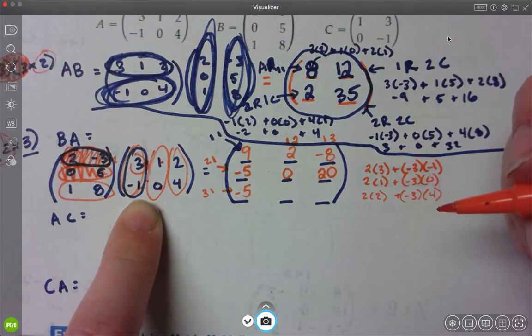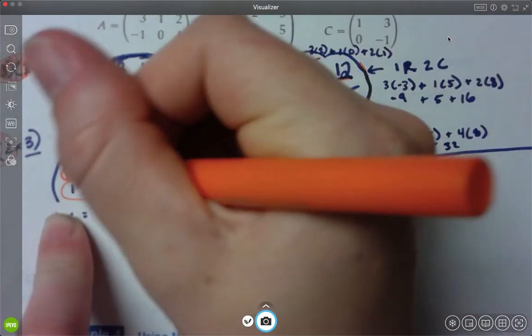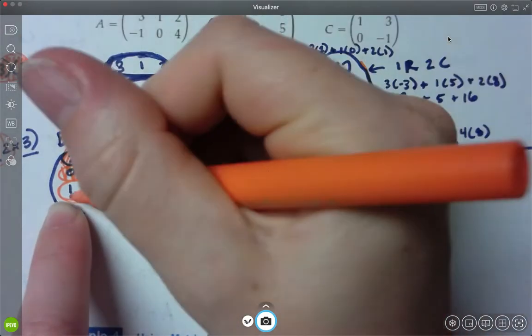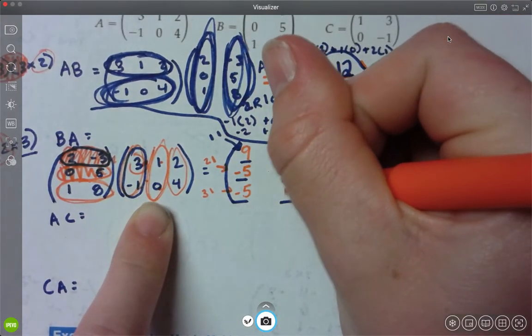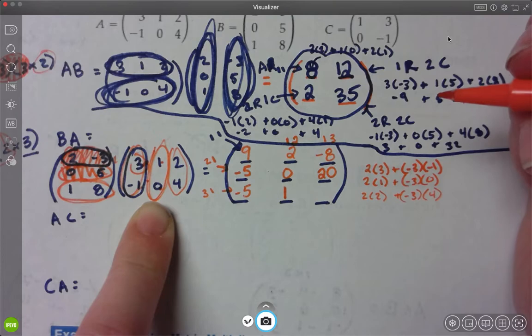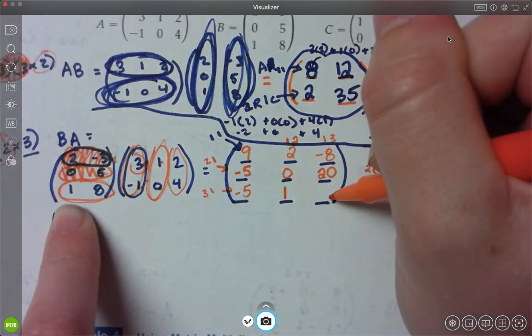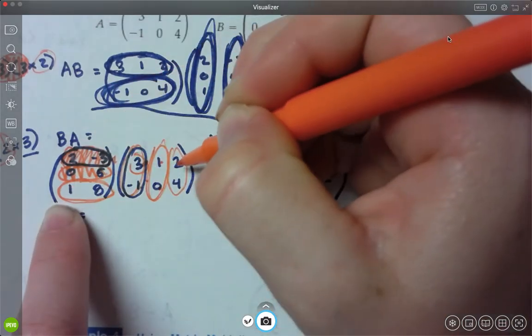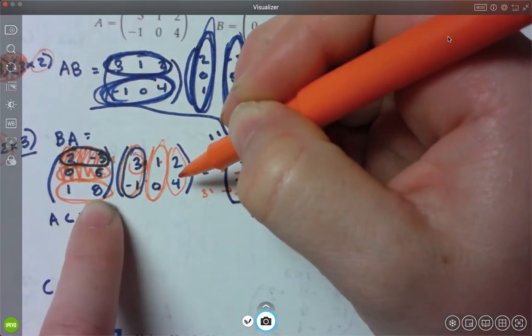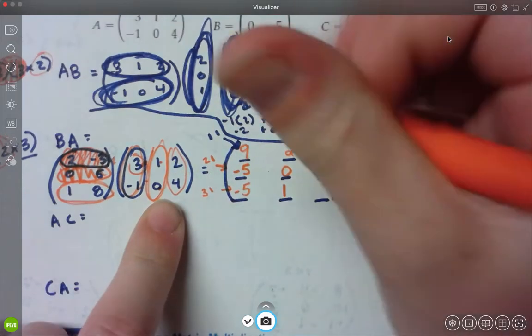Okay, this is row 3, column 2. So row 3, column 2. 1 times 1 is 1, and then 8 times 0 is just 0, so I just have that 1. And then the last one, this is row 3, column 3, so I have 1, 8, and 2, 4. So 1 times 2 is 2. 8 times 4 is 32, so I have 2 plus 32 is 34.